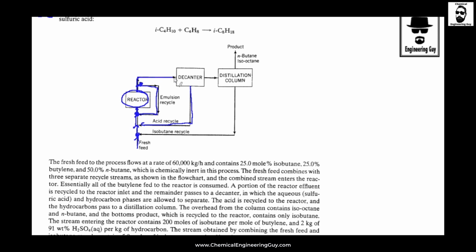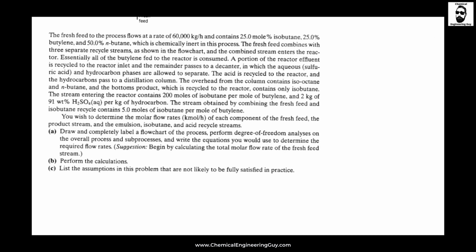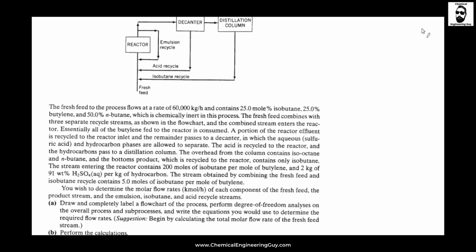Then you send this to the decanter. The decanter is going to take out all the acid, and then you send it to a distillation column where you will get only N-butane and iso-octane. So that's essentially what we're going to see. Please pause the video because once again it's a very long problem. Let me actually read it.